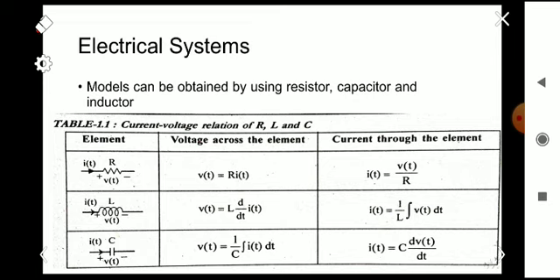And by considering the capacitor, the voltage across this capacitor can be written as V is equal to 1 by C integral I of t dt, and the current flowing through the capacitor can be written as I of t is equal to C into dV of t by dt. Okay, so these are the basic voltage and current equations for the basic elements we are using in our electrical system. So we have to use these equations for formulating the differential equations of the given system.